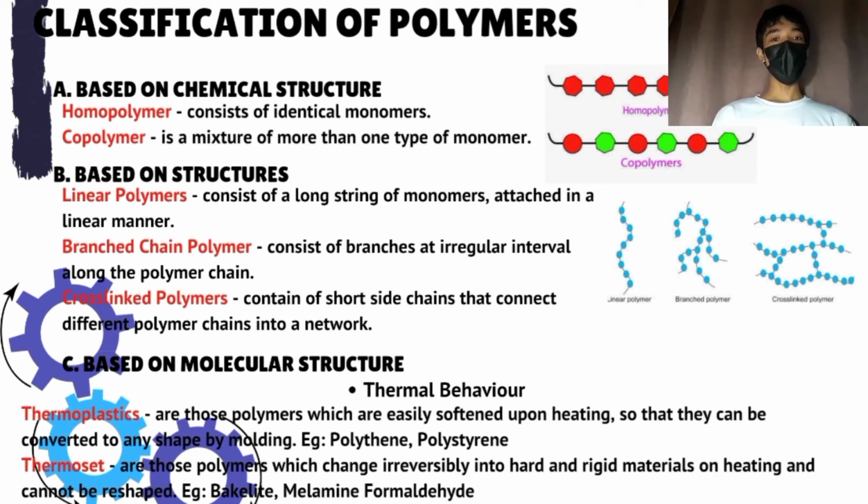Next, based on molecular structure, there are two classifications of molecular structure. These are thermal behavior and intermolecular structure. Under thermal behavior, there are two types of it, which are thermoplastics and thermosets. Thermoplastics have no cross-link between the chains and thus soften when heated, while thermosets have strong covalent bonds between the polymer chains, which increases the cross-link density and it is resistant to heat.